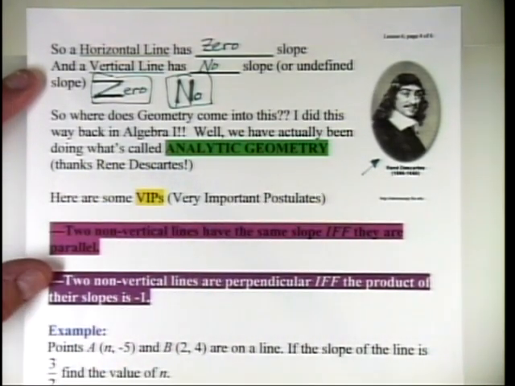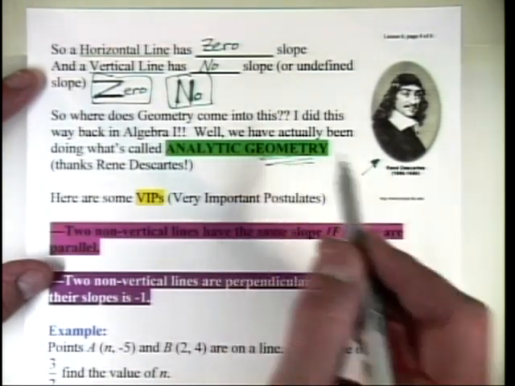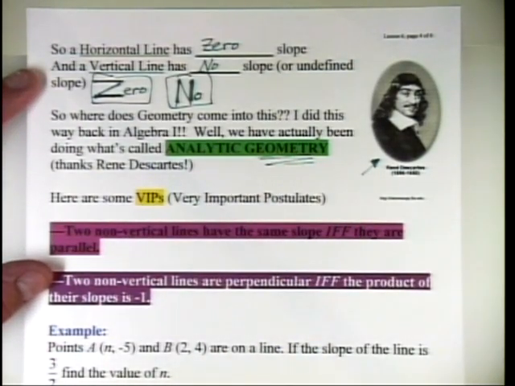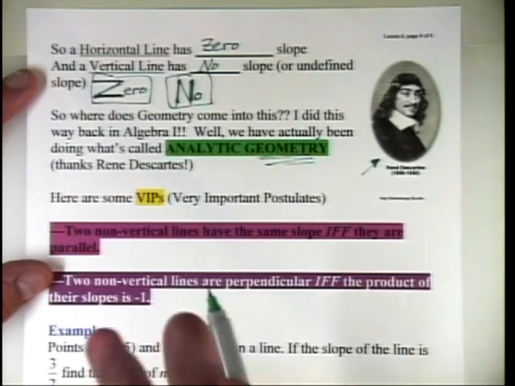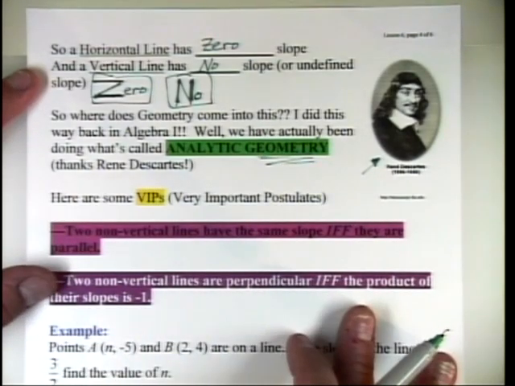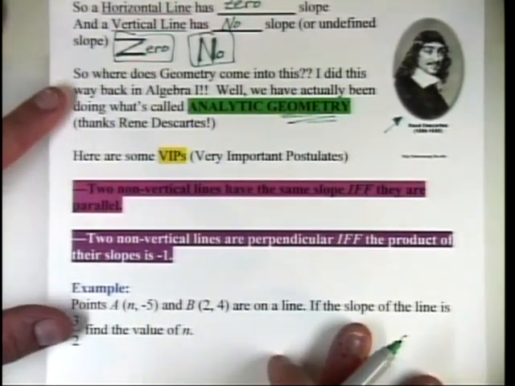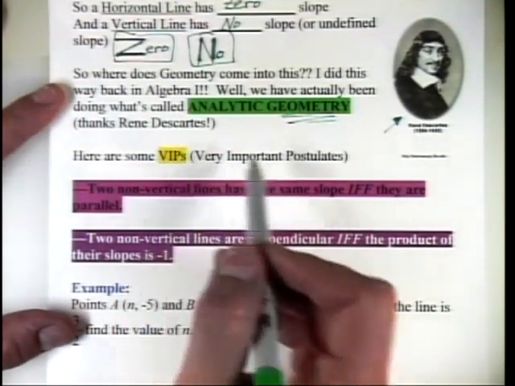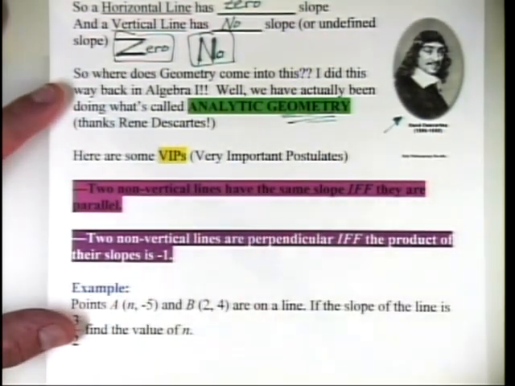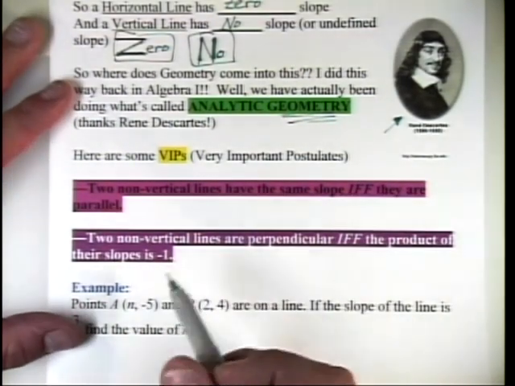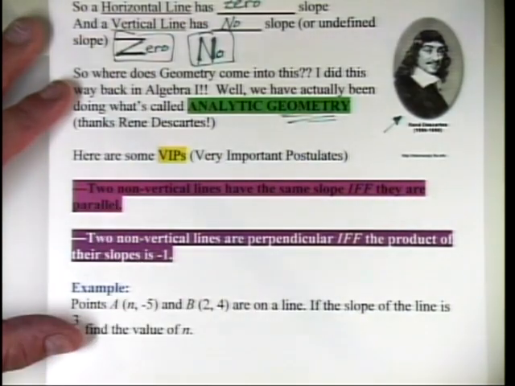So what we've really been doing has been a special type of geometry, analytic geometry. So 1, 2, 3, let's thank him. Thanks, René Descartes. Okay, all right. Now, let's actually get to the actual geometry like you're going to be doing in class. Here are some VIPs, some very important postulates. And remember, those are the if and only if statements like we talked about previously. Here's the first one. Kind of hard to read, I apologize.